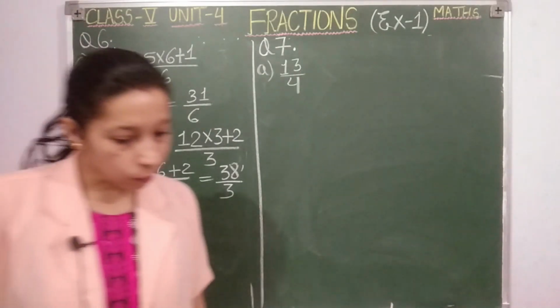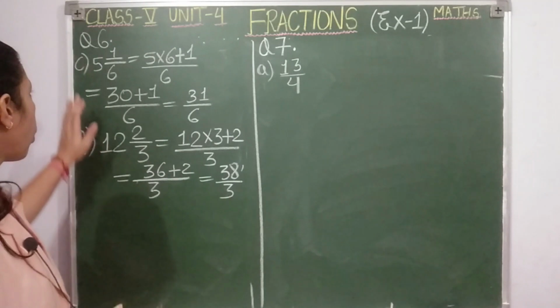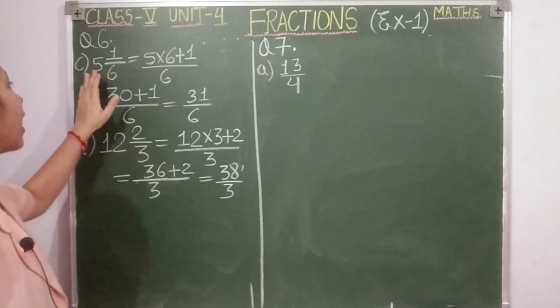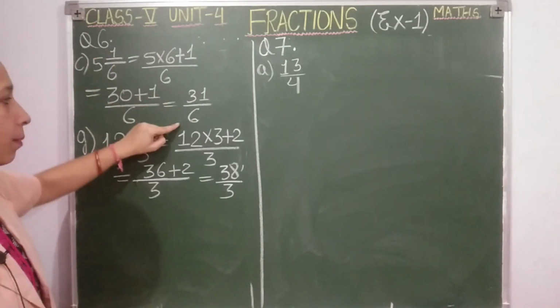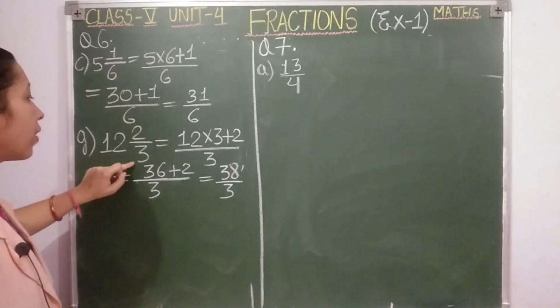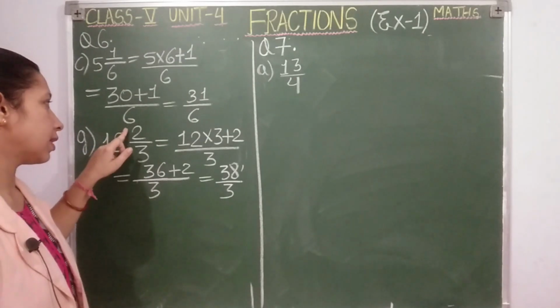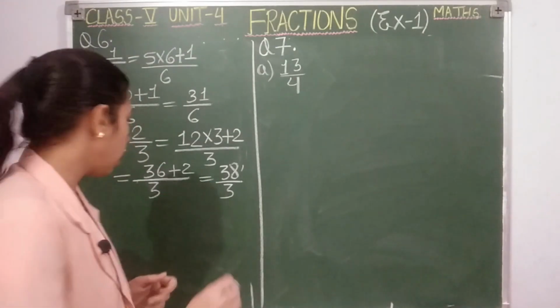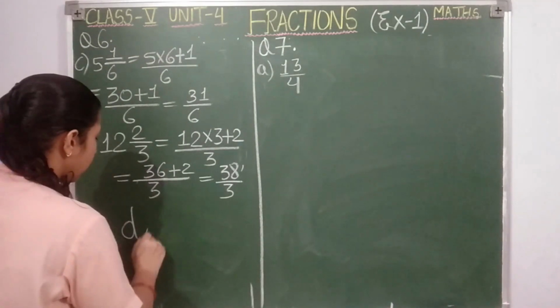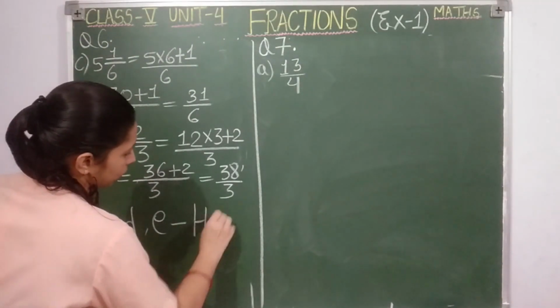So students, for question number 6th, I have solved point C and G also. Okay, 5 whole 1 by 6. So 5 6s are 30. 30 plus 1, 31 by 6. Here again 12 3s are how much? 12 3s are 36. 36 plus 2, 38. 38 upon 3. Okay. Then point number D and E will be your homework for question number 6 students.